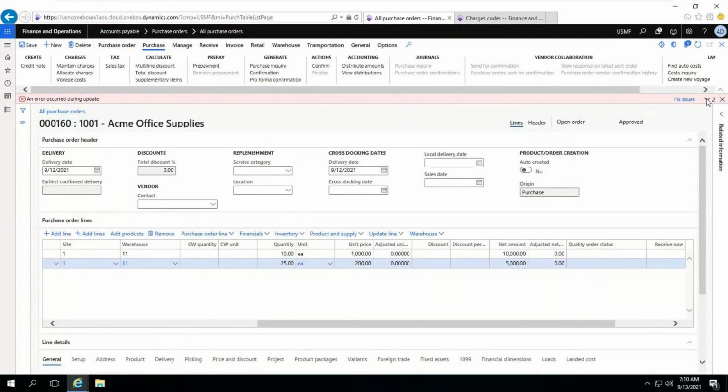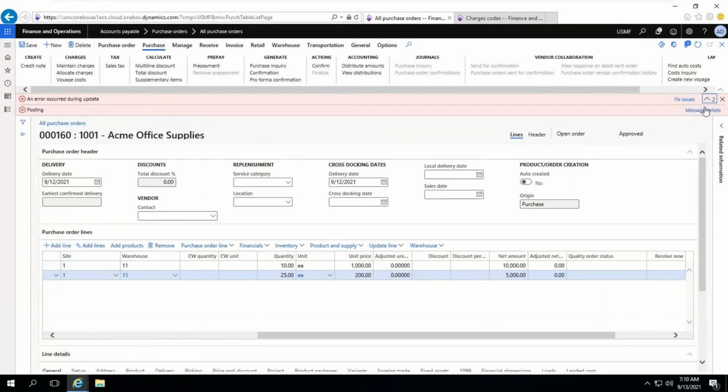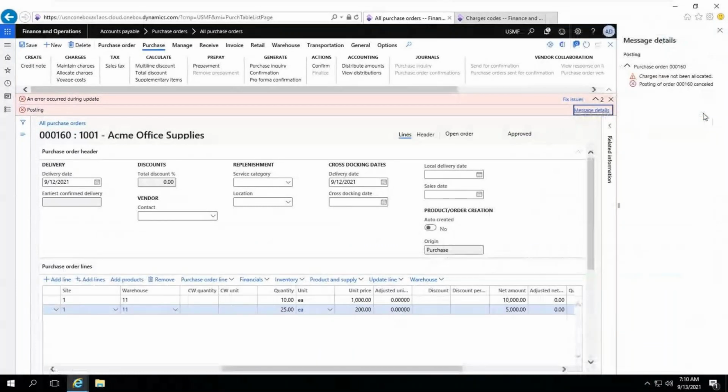If you expand, it is throwing an error message. Look at this one. Allocation was not done. So if you expand this message's details, charges have not been allocated. Posting of order cancelled.